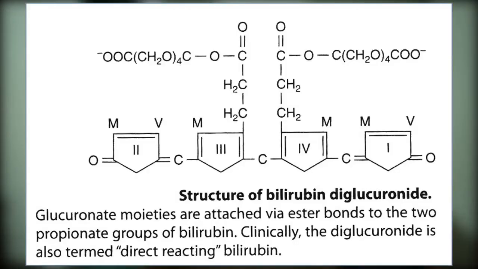So this is the structure of bilirubin diglucuronide, and the glucuronide moieties are attached via an ester bond to the two propionate groups of bilirubin. Clinically, the diglucuronide is also termed direct reacting bilirubin.